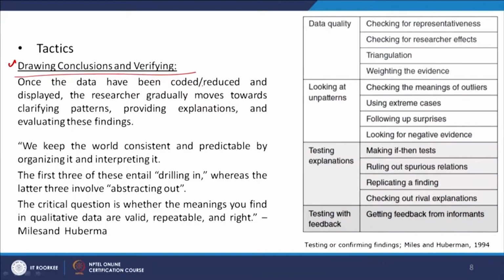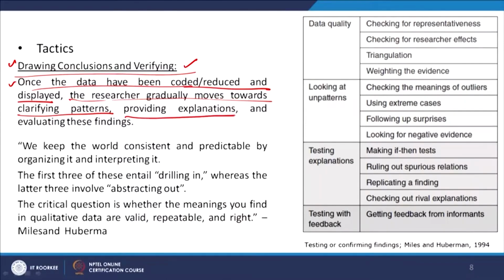After that, we have discussed the example of the conclusion in the previous example after the data display. In the conclusion and verifying, we ask why we have studied this and what this large amount of data means. Once the data have been coded or reduced and displayed, the researcher gradually moves towards clarifying patterns. Researchers start seeing the coherent pattern and try to interpret what users need, and that pattern identification leads to the next stage of design decision making. Providing explanation of why this has been done and evaluating these findings is the next stage, the process of drawing the conclusion.